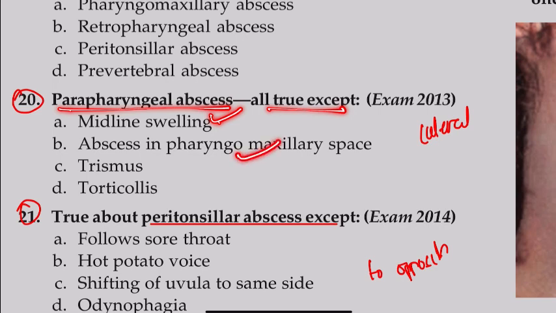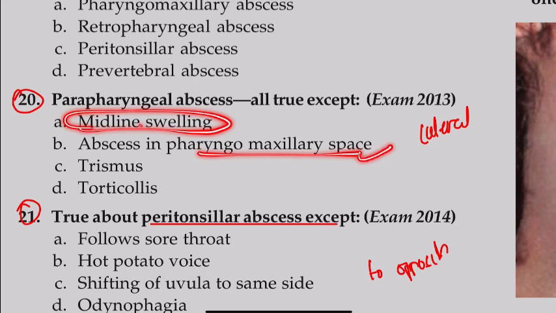Trismus, yes. All are true except midline swelling, which is not the appropriate answer. Abscess in the pharyngomaxillary space is right; trismus and torticollis are also present. It is not a midline space, because it is present lateral to the pharynx.